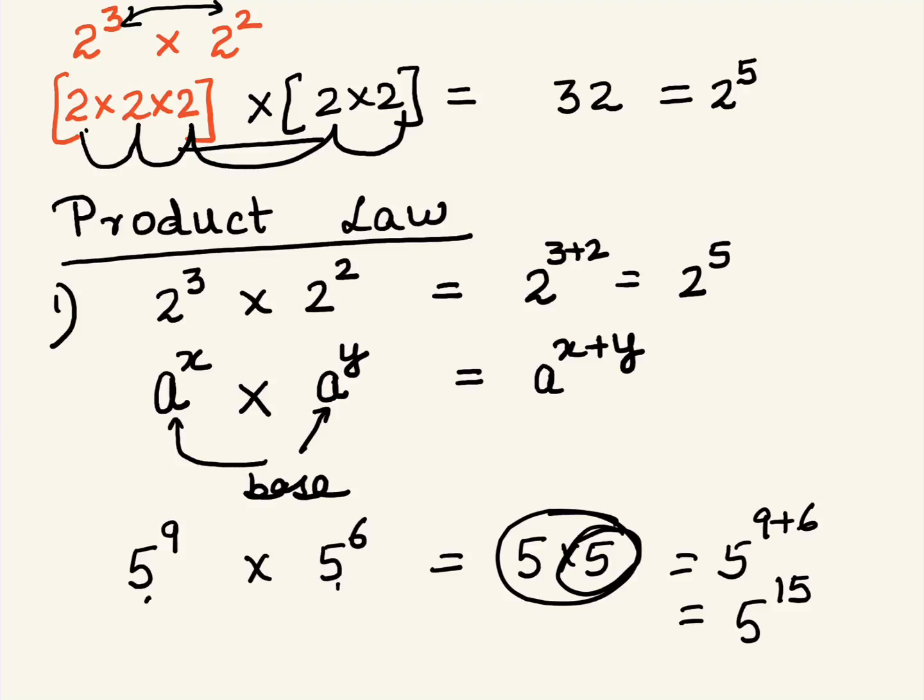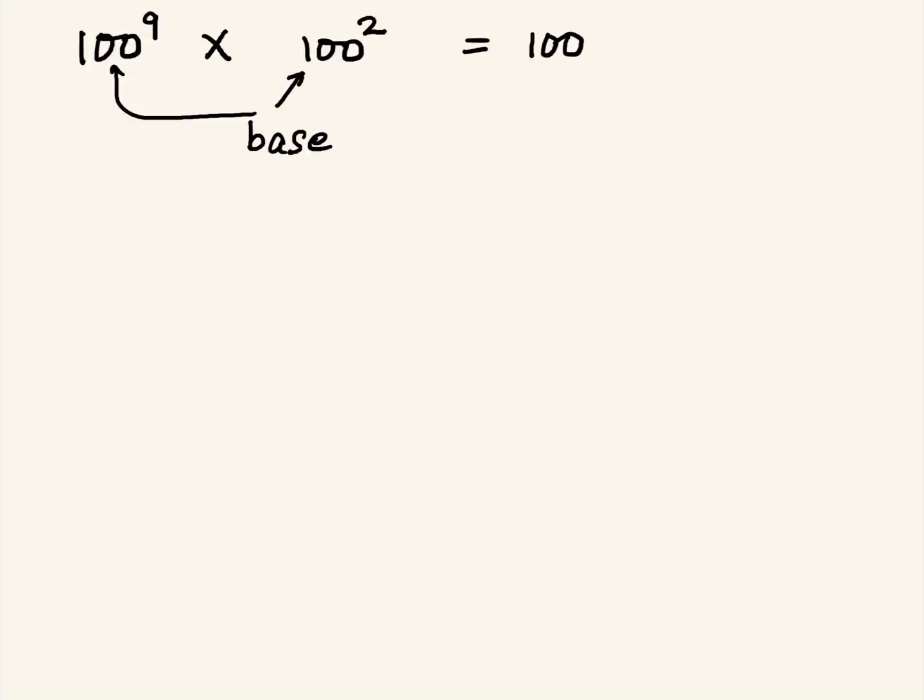Got it? Okay, try one more question. 100 to the power of 9 into 100 to the power of 2. What do you get? Just imagine if you have to do this calculation. Oh, it will be very cumbersome. So 100 is the base. My base is the same, then the index or the powers simply get added up. And I get over here 100 to the power 11. Understood?